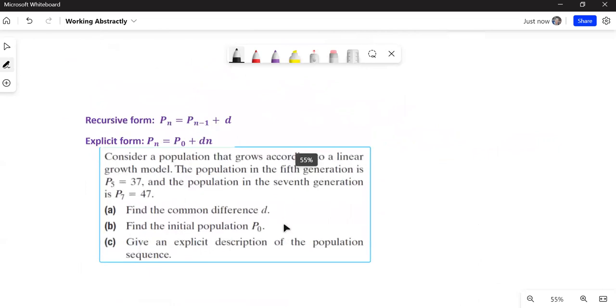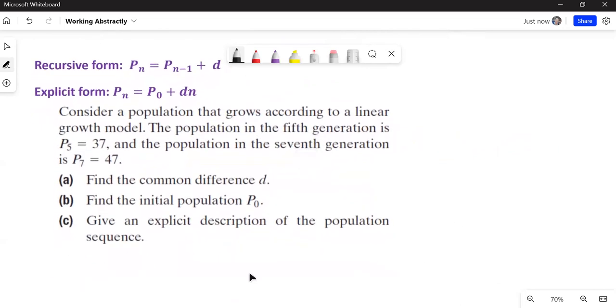Let's take a look at another example. All right, this one we have a little bit different information. This one says, consider a population that grows according to a linear growth model. The population of the 5th generation, that's P sub 5, equals 37. And the population in the 7th generation, P sub 7, is 47. Okay, so what we're trying to do is find the common difference.